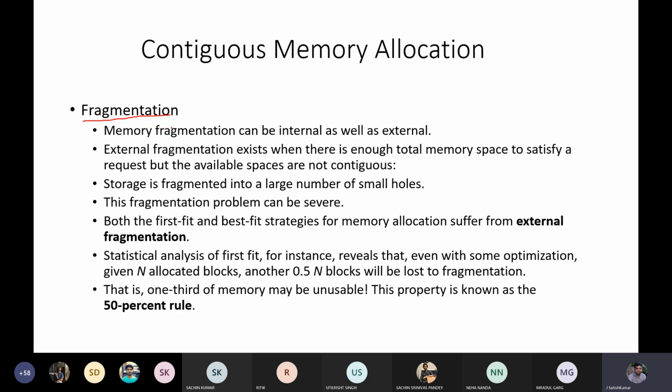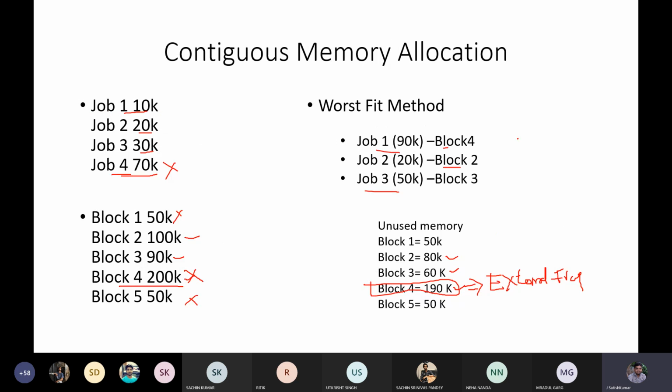Fragmentation can be internal and external. When you are allocating memory, although you have space, you will still not be able to allocate it to the new process because it is occupied by another process. We call that external fragmentation. We'll discuss what is external fragmentation, internal fragmentation, and how to handle that in Thursday's class. We'll stop here. If you have any doubts up to this point, please ask.